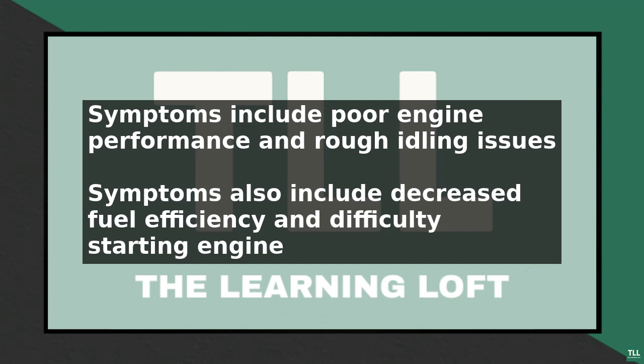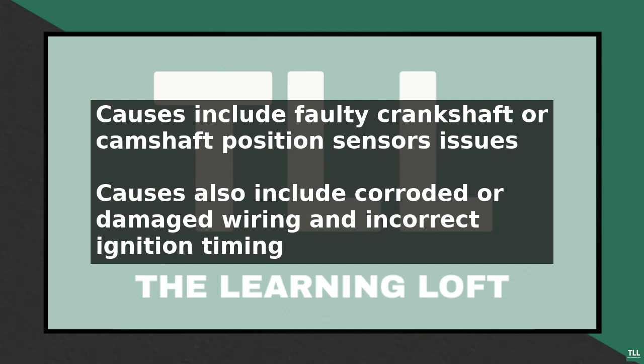The causes of the P0017 error code can vary, but common issues include faulty crankshaft or camshaft position sensors, corroded or damaged wiring, and incorrect ignition timing. Other potential causes may include a faulty powertrain control module, low engine oil levels, or a malfunctioning oil pressure sensor.